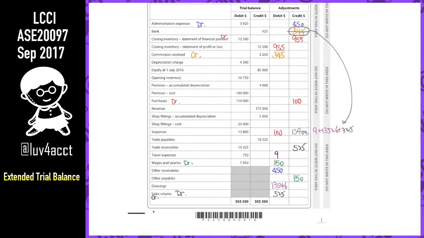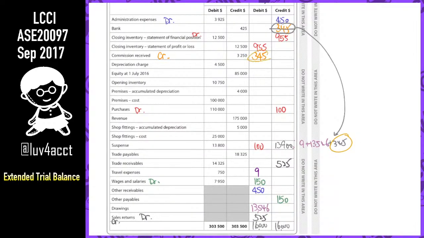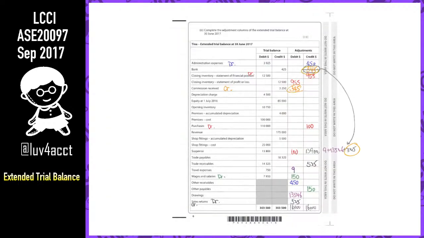So let us balance the adjustment columns first. It is 16000. Okay, yes, correct. So this one, 345. Let us go back. Let me explain.